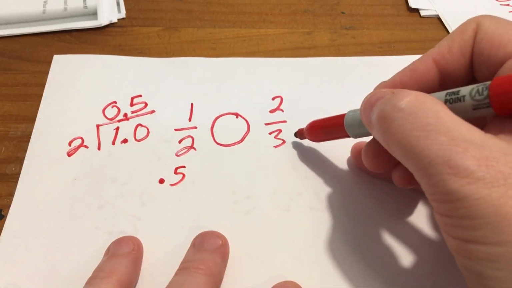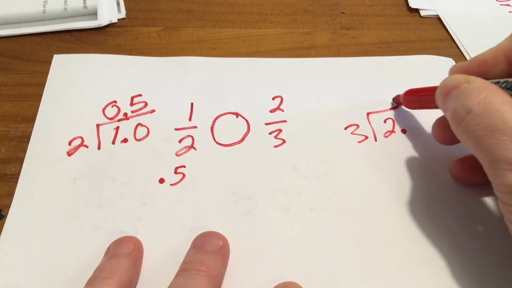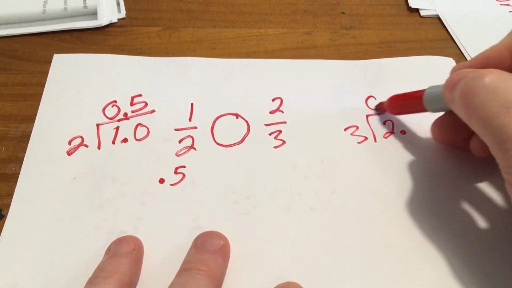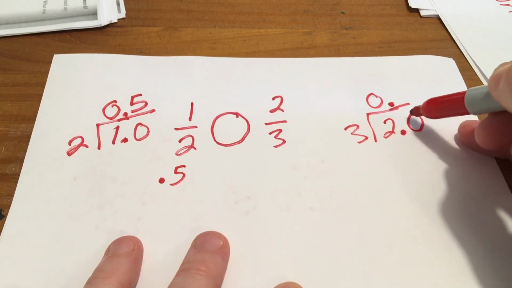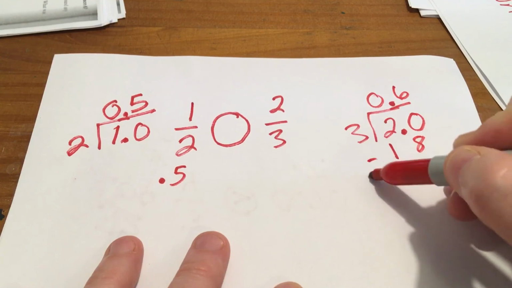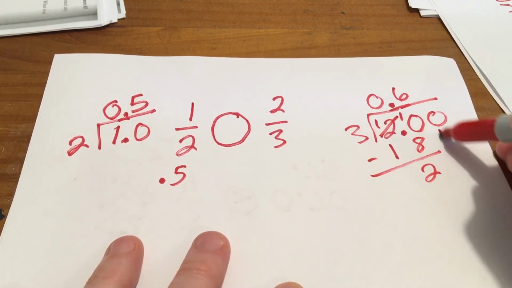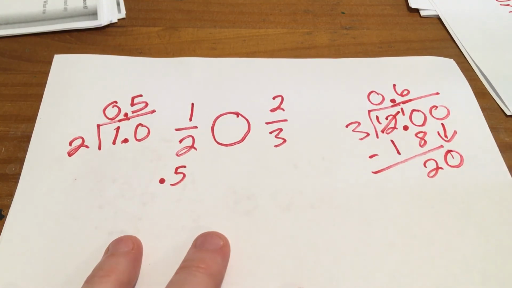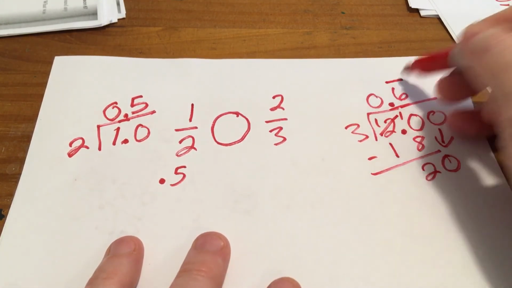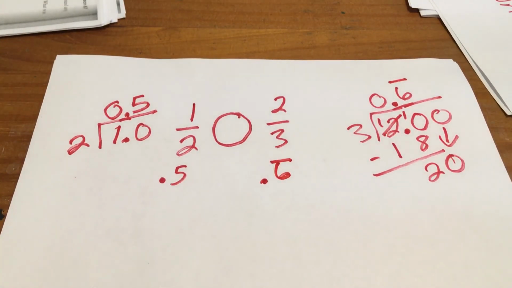Now let's do our 2/3. 2 divided by 3. Can 3 go into 2? Nope. Add our decimals. Add a 0. Can 3 go into 20? 6 times. 3 times 6 is 18. Subtract. We're going to see a pattern here. It's 20. So it's going to be 0.6 repeating, because it's 20, 20, and we're always going to get 18.